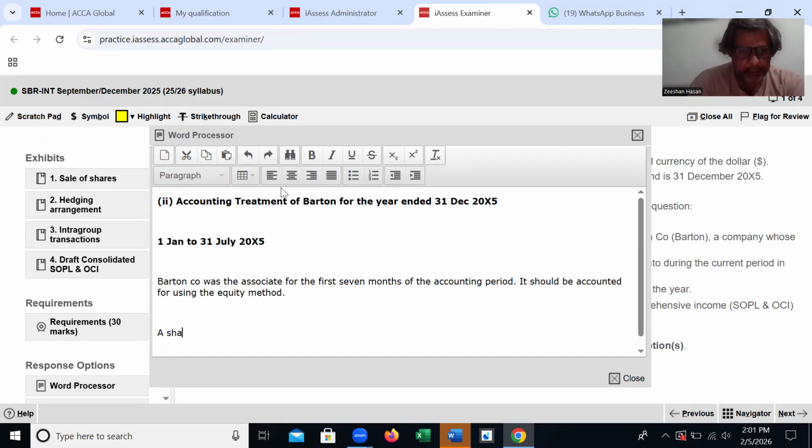A share of profit, of how much? It is 40% multiplied by 23 billion dinar divided by 15.3 into 7 divided by 12, we get $0.35 billion.